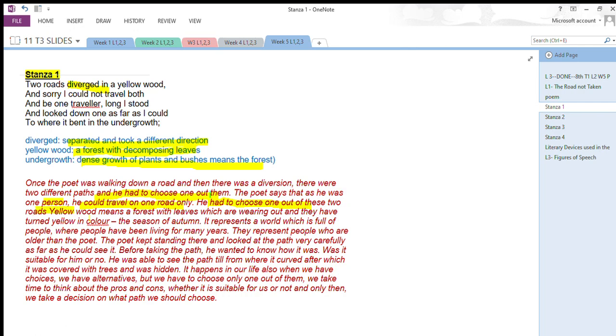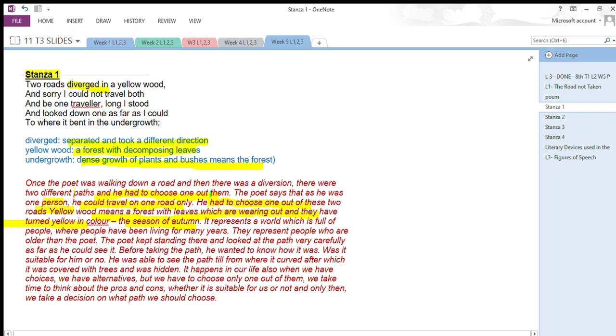Yellow wood means a forest with leaves which are wearing out and they have turned yellow in color. And this is the season of autumn. It represents a world which is full of people, where people have been living for many years and they have grown old. They represent people who are older than the poet himself.